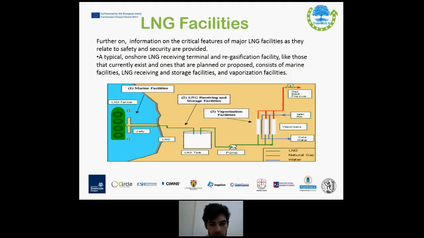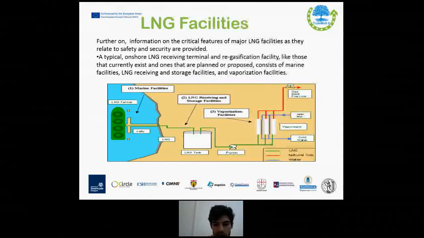As we see in the picture below, the flow of the LNG passes through several stages in order to end in the gas depot. From the marine facilities, it should be passed through a jetty or through a pipeline to the LNG receiving and storage facilities, and then on to the evaporation facilities, to be finally stored in the gas depots.